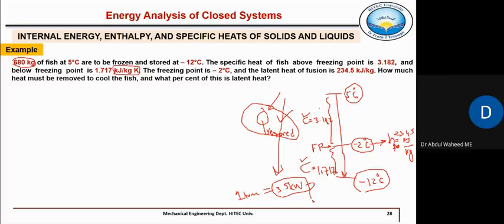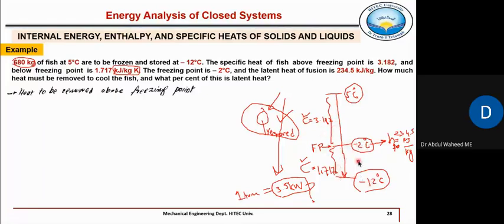Okay, so this is the question. So now we shall solve it. So heat to be removed above freezing point. So we will calculate the heat which is removed during this part by dropping its temperature from 5 to minus 2. And then at minus 2, how much heat has to be removed. And then from minus 2 to minus 12. So there are 3 parts. So we shall solve these 3 parts separately.